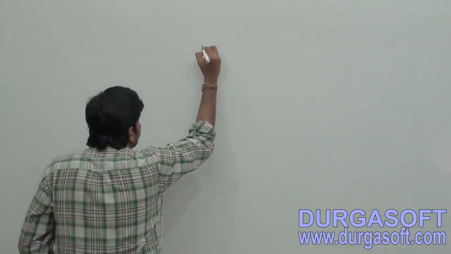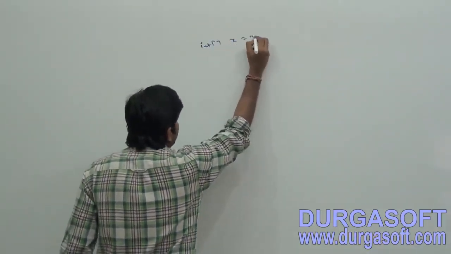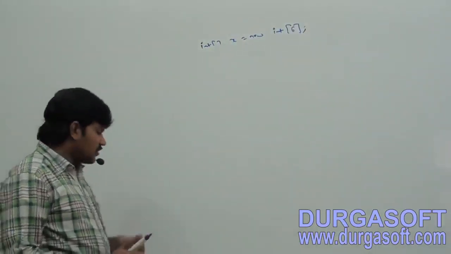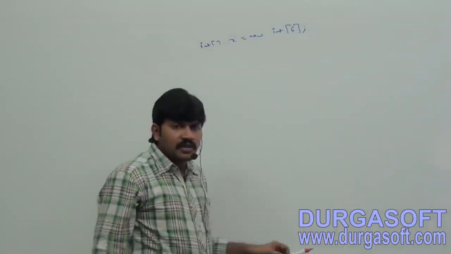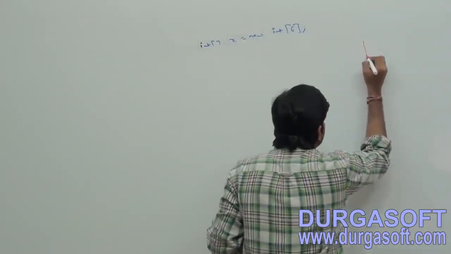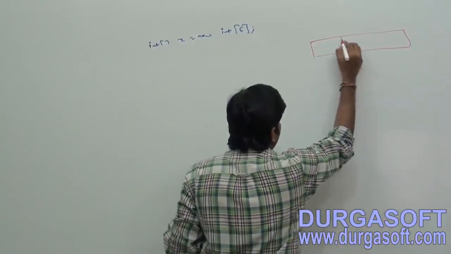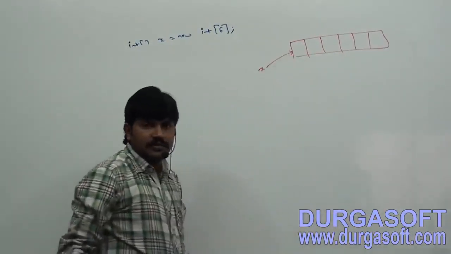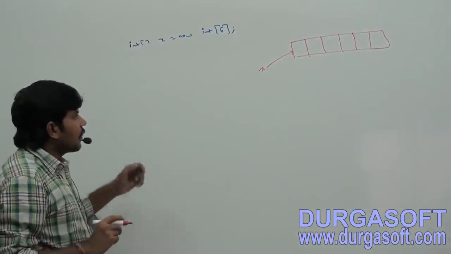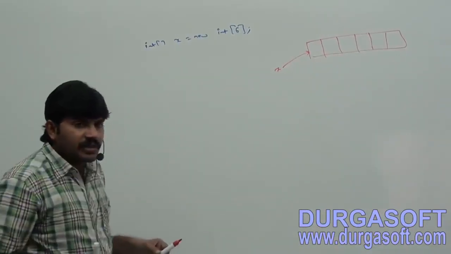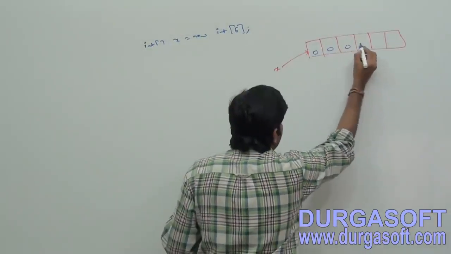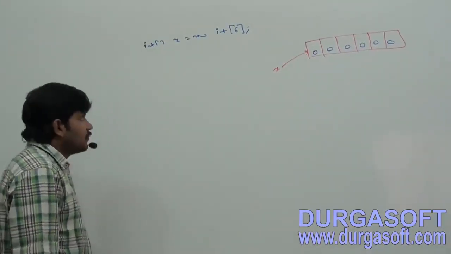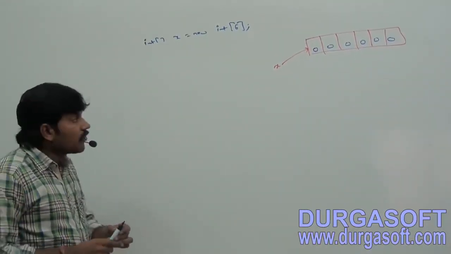Here I am taking int array x is equal to new int array of 6. Now legend, this one. Sir, I created one array with the size 6. Okay, here see, x is the reference. Once we create an array, every array element is by default initialized with the default value. What is the default value? 0, 0, 0, 0, 0.